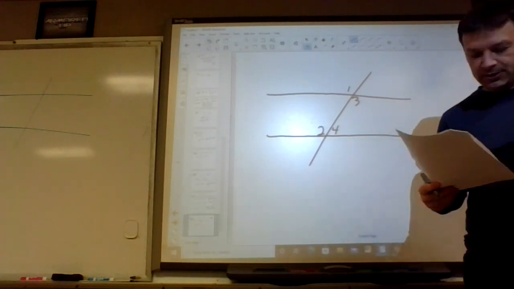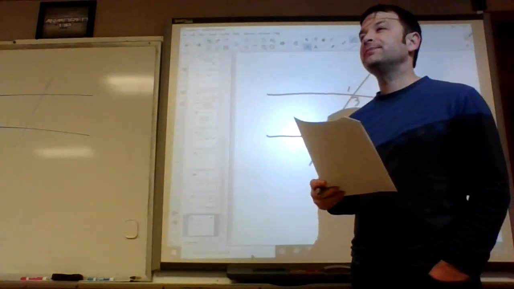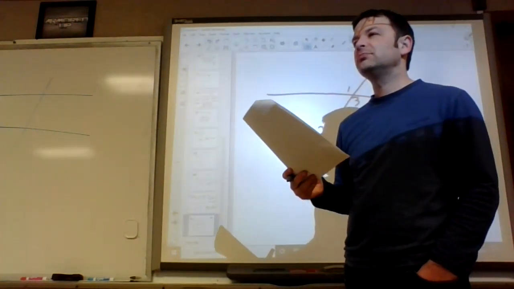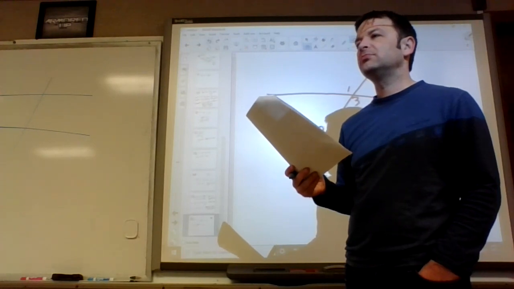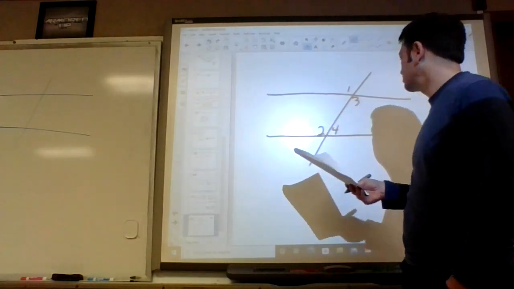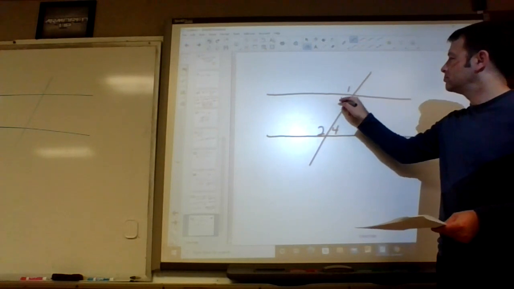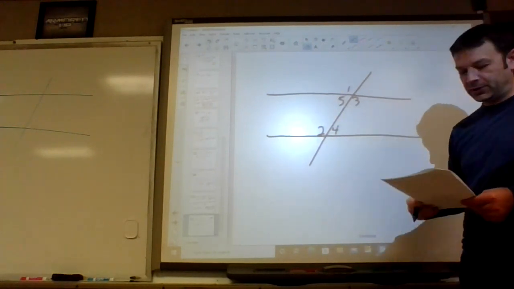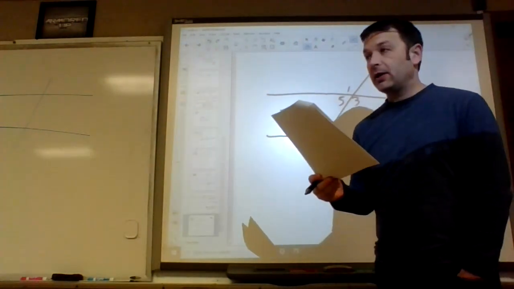Would it still count as alternate interior if there was a number below the 1? Like say 5 was underneath the 1. Would 4 and 5 be alternate interior? Yep, 4 and 5 are alternate interior.